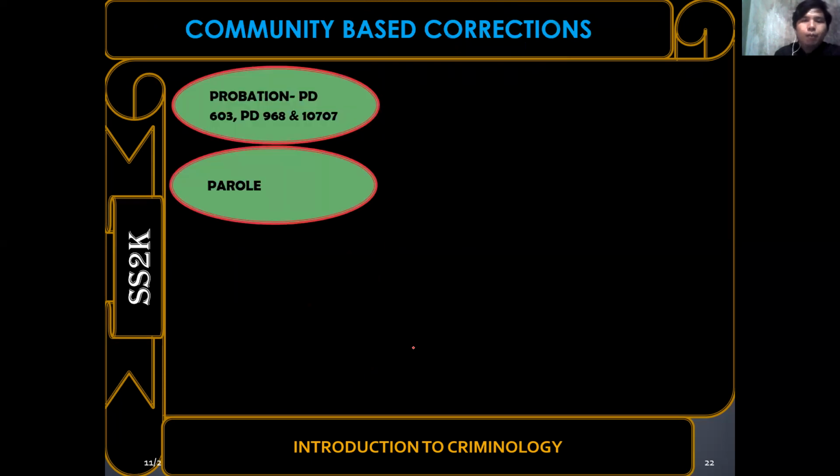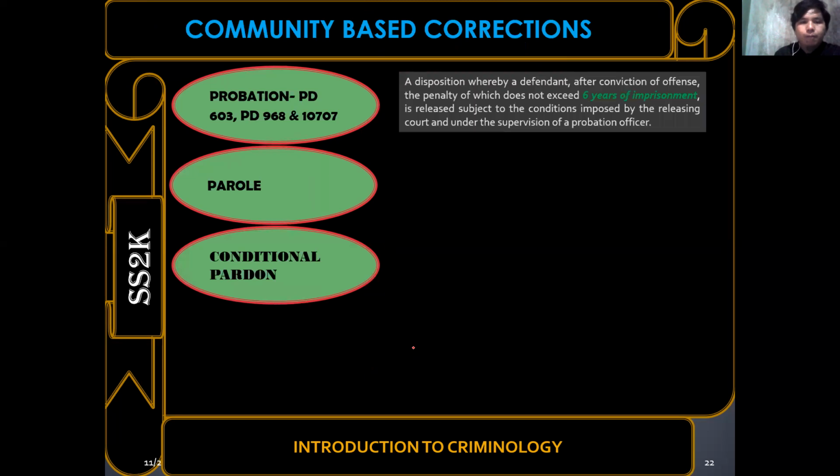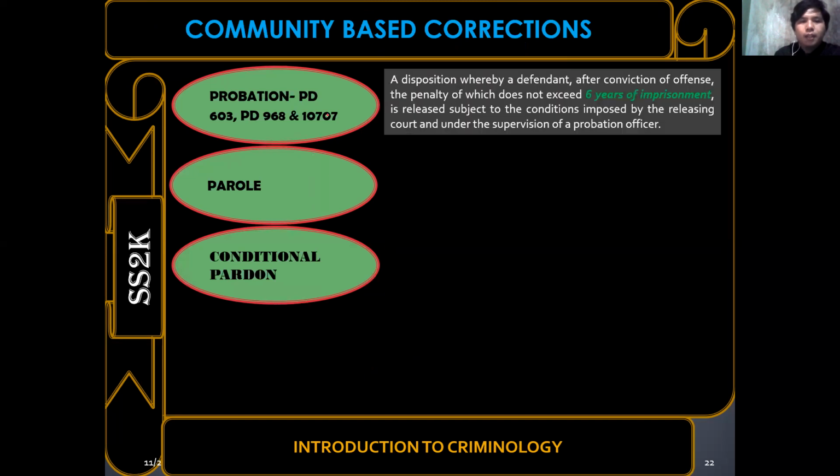Okay? So ano naman po yung mga community-based corrections? Community-based corrections, ladies and gentlemen, includes probation as provided under the PD 603 para sa mga child, or yung youthful offenders. Pwede po silang mag-avail ng probation under PD 603. Yung adult naman is pwedeng mag-avail ng probation under PD 968 as amended by Republic Act Number 10707. Ano ba ang probation? So, sabi natin kanina, disposition po ito, disposition ng korte, whether they will grant or not.